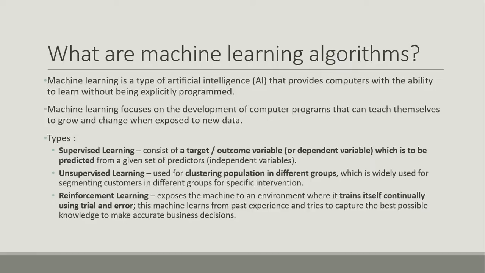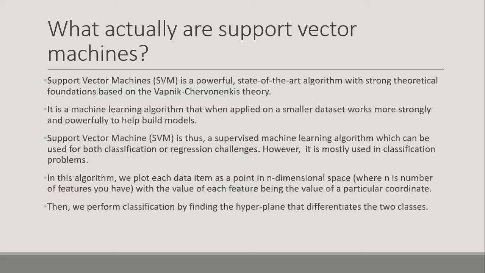In unsupervised learning algorithms, we usually do clustering. We have various kinds of data, and then we divide them into groups so that most of the members in a single group are similar. And in reinforcement learning, we expose the machine to an environment where it trains itself continually using trial and error methods. So basically, it just improves over time from when we have started. So that is the basic introduction that we need.